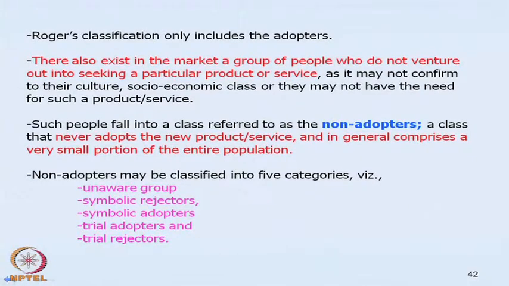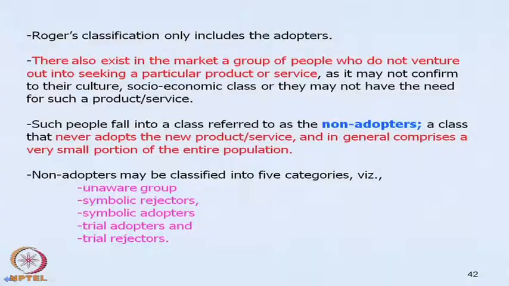They do not venture out into seeking a new brand or product, as it does not conform to their social norms, their cultural norms, or their socioeconomic class, and they have never used such a product. So such people are called non-adopters. They never adopt a new product or service offering, and in general they are a very small portion of the entire market or population. Non-adopters can also be classified into 5 categories. We call them the unaware group, the symbolic rejectors, the symbolic adopters, the trial adopters, and the trial rejectors.